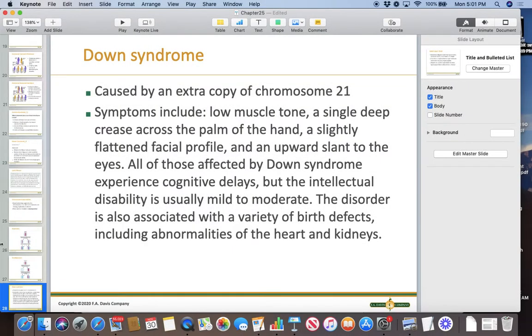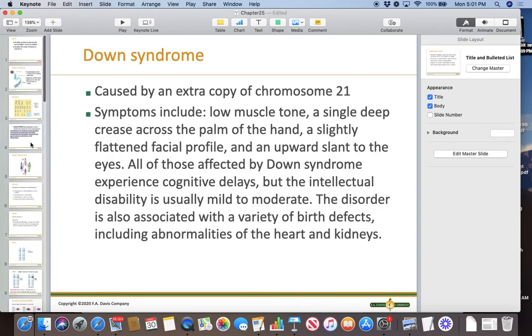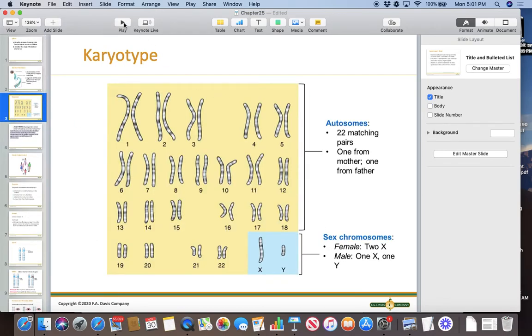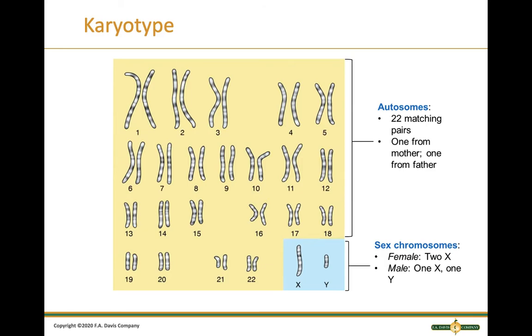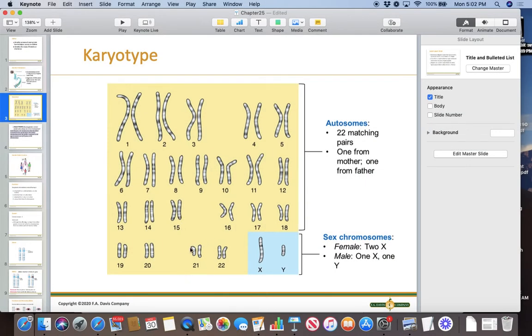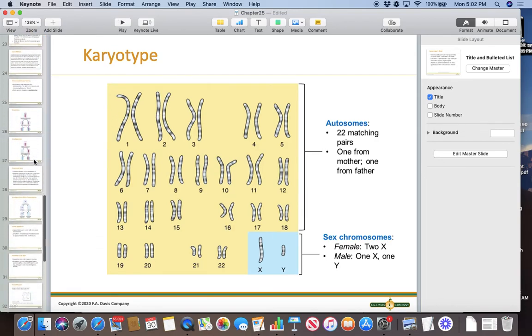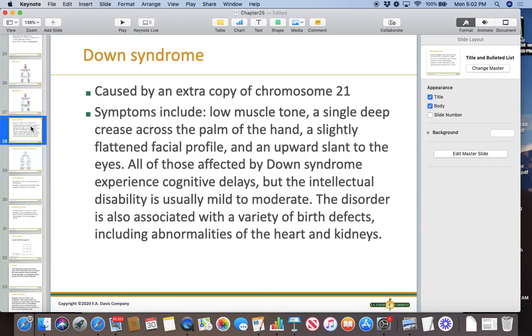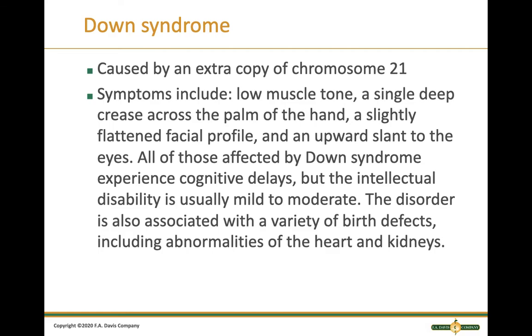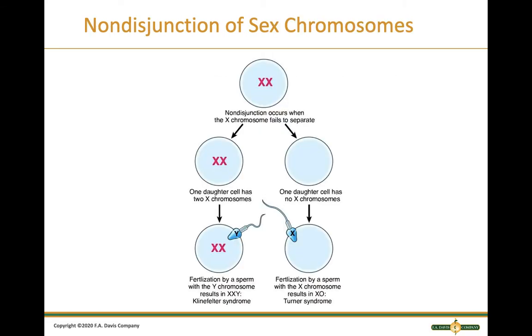And the reason it's the most common, if we go back to our karyotype, we can see chromosome 21 is the smallest chromosome, so it's easier to survive with an extra one. If you have an extra of chromosome 1, for example, that embryo as it's developing isn't going to be able to successfully divide. So that's Down syndrome. With nondisjunction, it can happen with sex chromosomes.